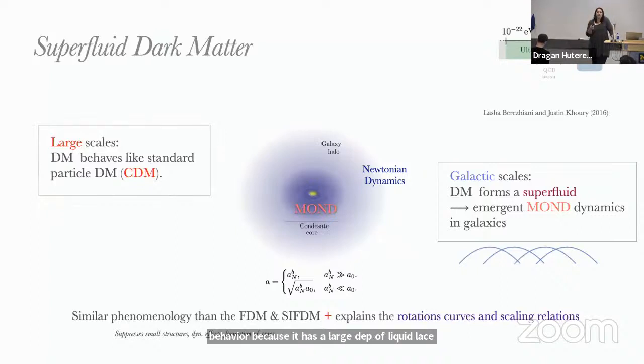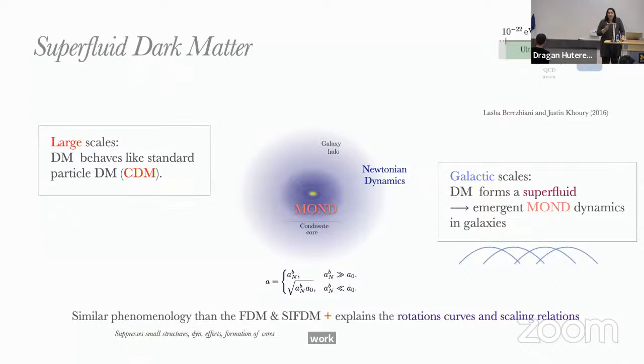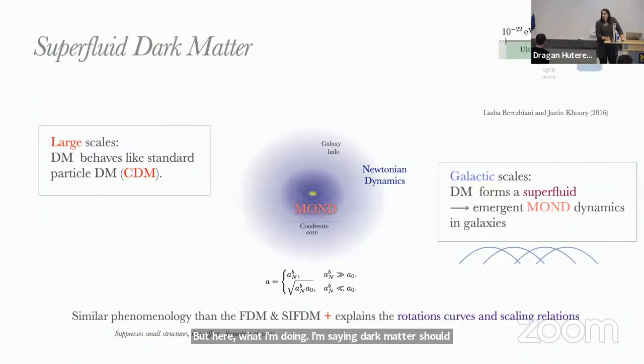But because of the way you write this theory, the way you model it, on small scales it actually is going to start to behave like MOND. So remember what I told you about MOND. MOND doesn't work on all scales because you don't have dark matter, right? But here, what I'm doing is saying dark matter should behave like MOND. So on large scales, dark matter is behaving like CDM, doing what it has to do, explaining the CMB, explaining clusters, explaining everything. On small scales, where it has this wave-like behavior, I'm going to find a way to describe it to behave exactly like MOND.